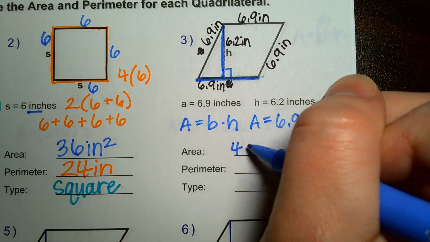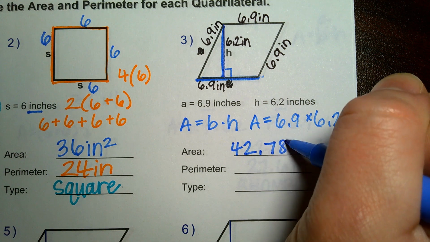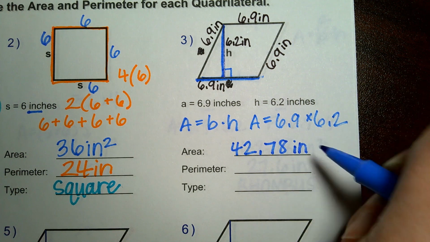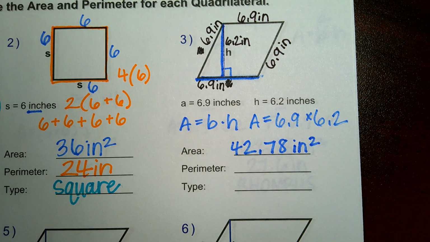So 42.78. And what's our units? Inches squared. Good.